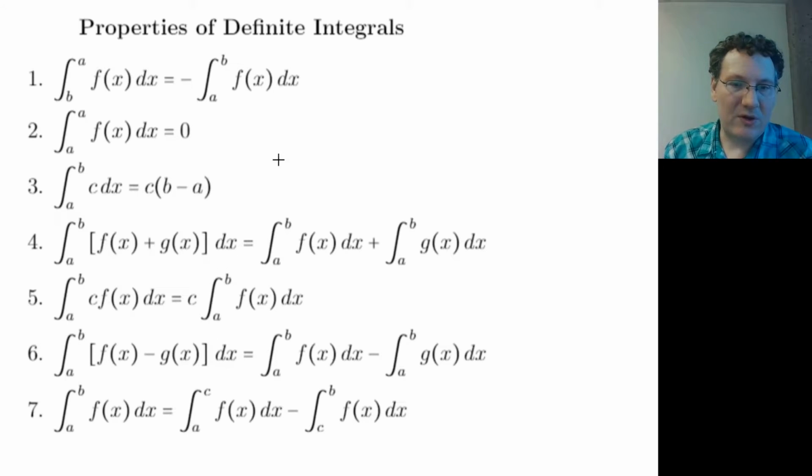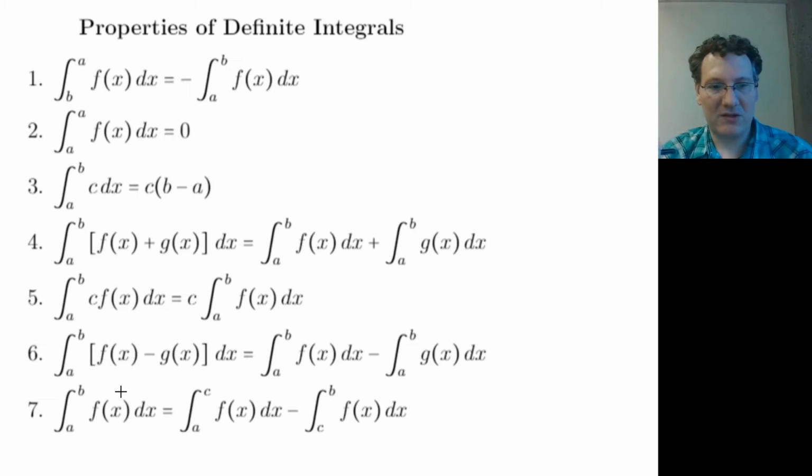Now the definite integral you can also split. It's a linear operator, so that means the definite integral of f of x plus g of x can be split up into two definite integrals. The definite integral of a constant times a function, you can factor out the constant, and so you can factor that c out, and then you can split up a difference of functions. So the definite integral of f of x minus g of x is the difference of the two definite integrals.